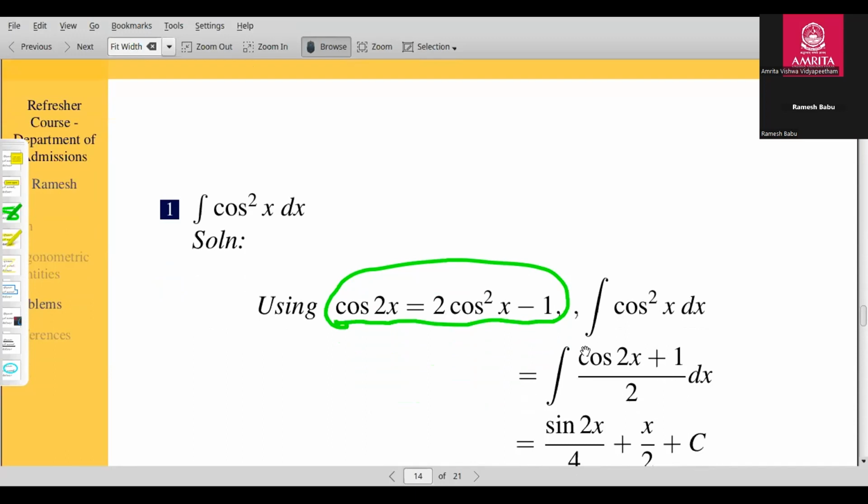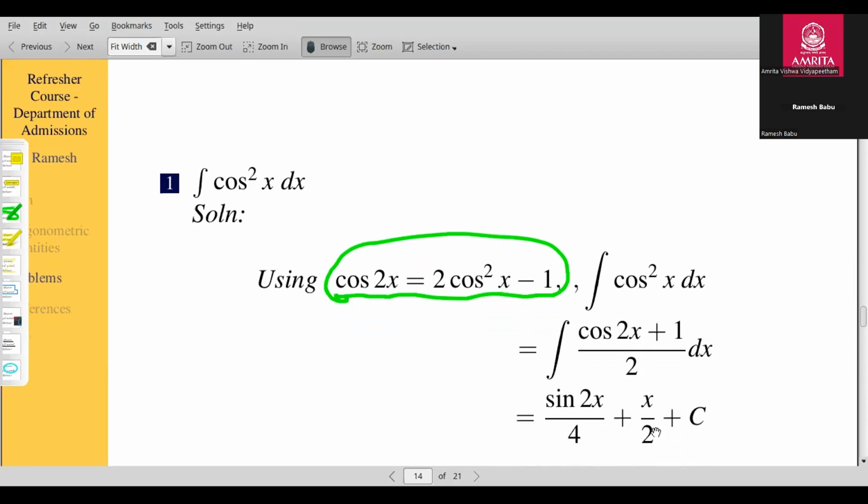When you are splitting it, integration of cos 2x by 2, 1 by 2 is taken out. So integration of cos 2x will become sin 2x divided by 2. That 2 into 2 is 4. So sin 2x by 4 plus. Now in the middle we are having plus. Here 1 by 2 only. Integration of dx is x. 1 by 2 into x is x by 2. So I am putting here x by 2.